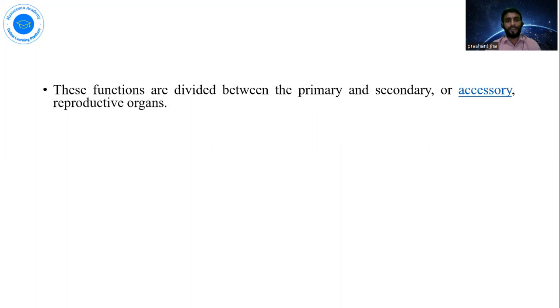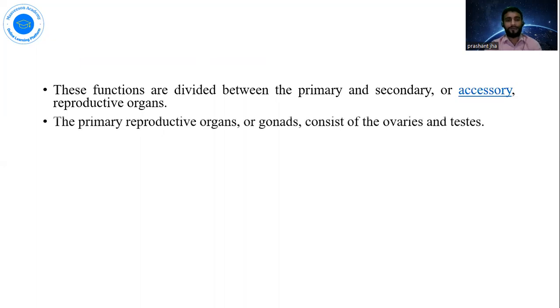These functions are divided between the primary and secondary or accessory reproductive organs. Secondary reproductive organs may be known as the accessory reproductive organs. So basically we can classify all the reproductive organs into two categories. First is called primary and second is called secondary or accessory reproductive organs.